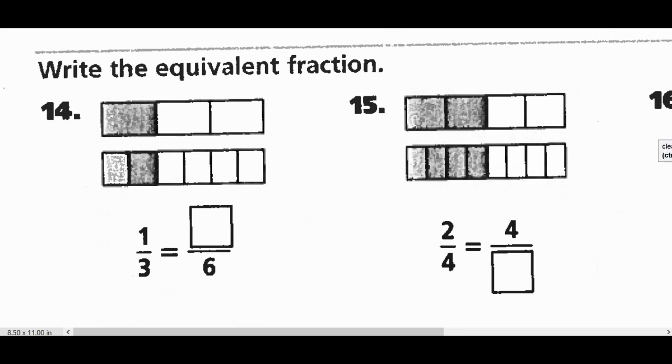And then the bottom one, it says write the equivalent fraction. So look, this fraction right here, this model goes with this. And then this model goes with blank 6. So how many are shaded in at the bottom? 2. And there you go. And I'm done. So you're doing page 12 and 13 on your own.